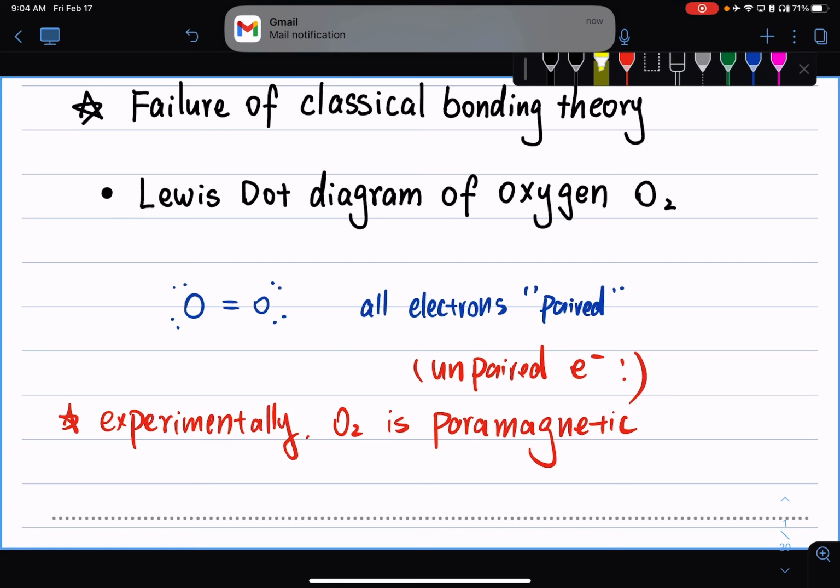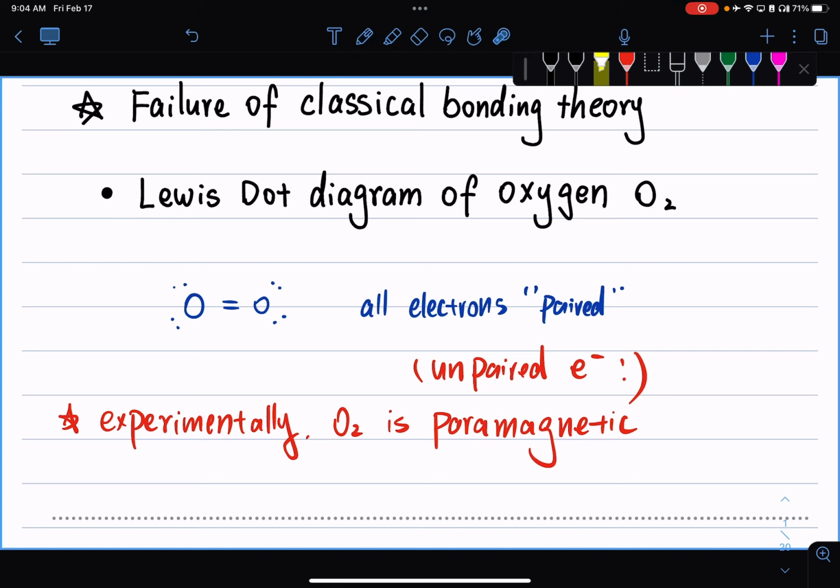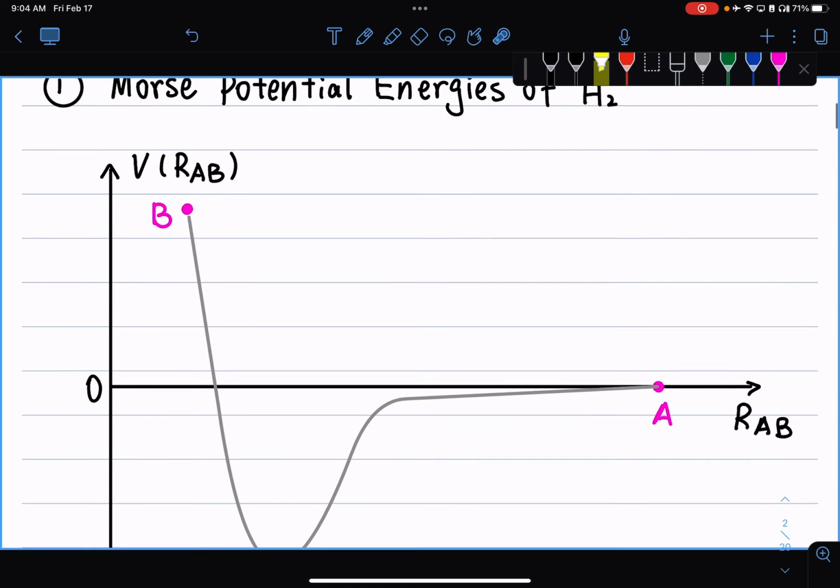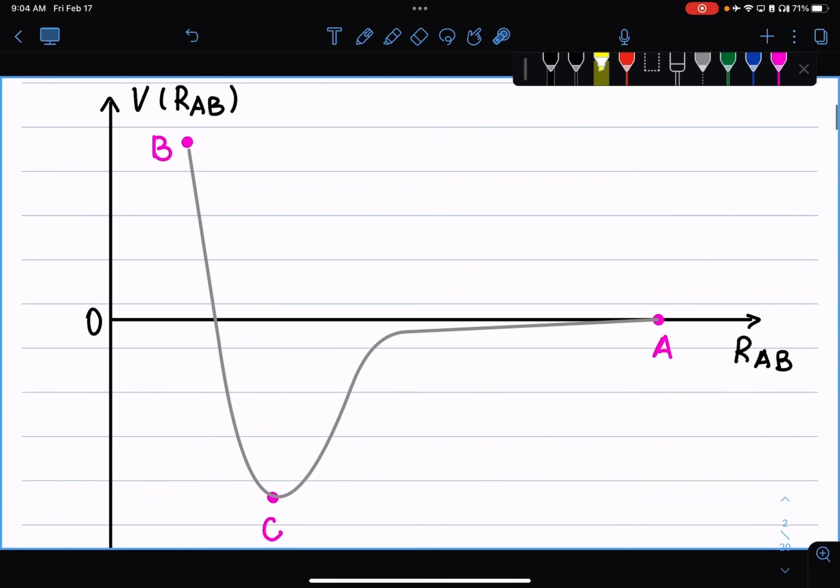So, quantum bonding theory. First thing first, the Morse potential energy of H2. I'm just gonna very slowly draw stuff on this diagram, but you'll see how I draw them with a detailed walkthrough in the annotated notes. So just pay attention to my drawing and don't worry about copying those things down.